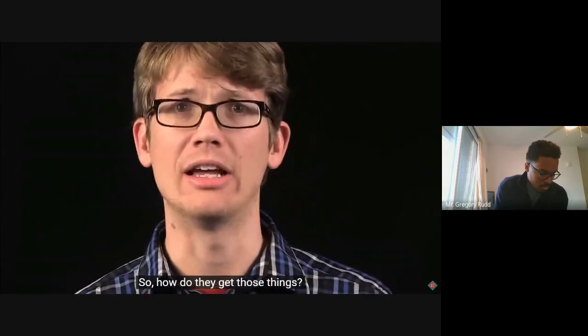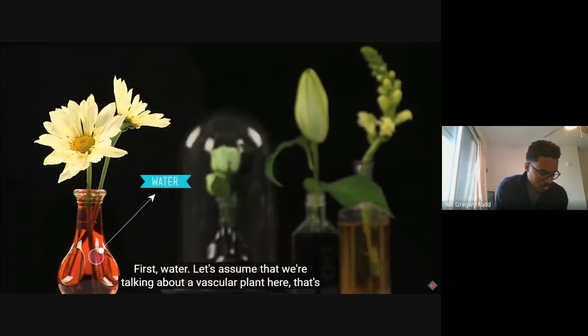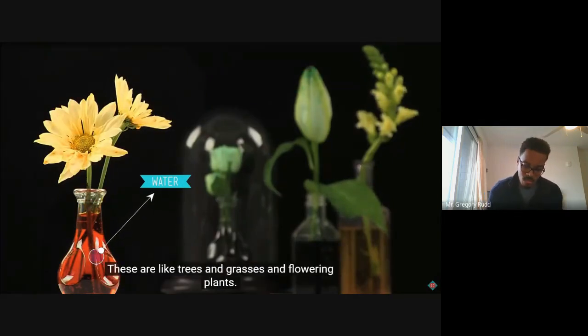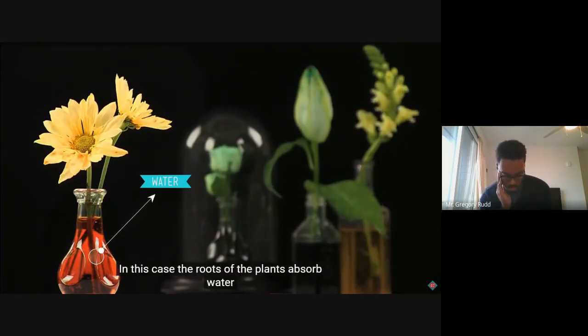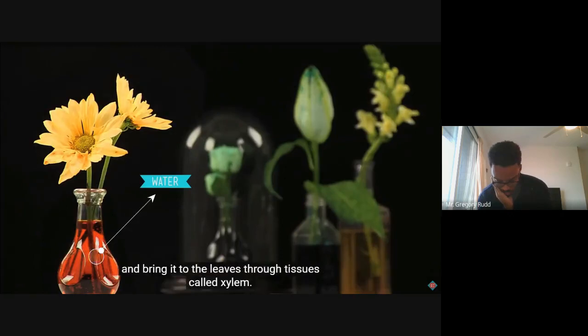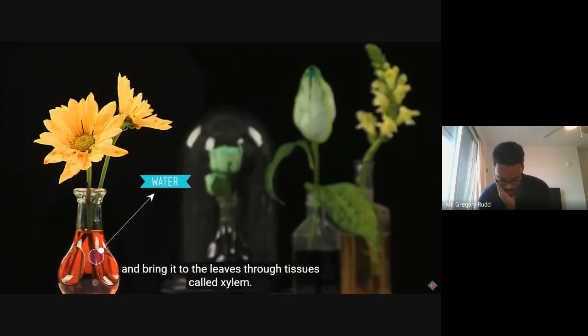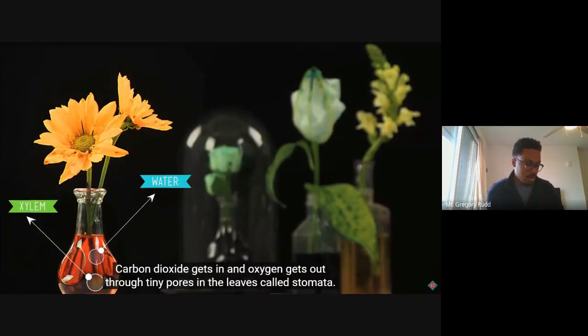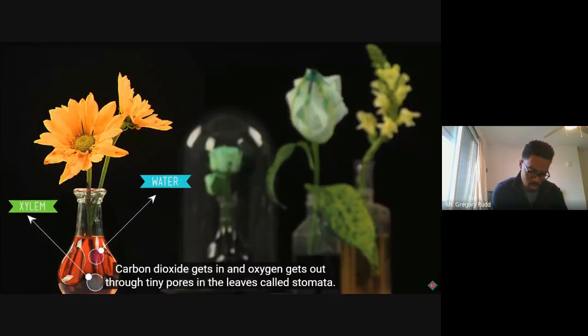Either way, we've already talked about what photosynthesis needs in order to work: water, carbon dioxide, and sunlight. So how do they get those things? First, water. Let's assume that we're talking about a vascular plant here. That's the kind of plant that has pipe-like tissues that conduct water, minerals, and other materials to different parts of the plant. These are like trees and grasses and flowering plants. In this case, the roots of the plants absorb the water and bring it to the leaves through tissues called xylem. Carbon dioxide gets in and oxygen gets out through tiny pores in the leaves called stomata.